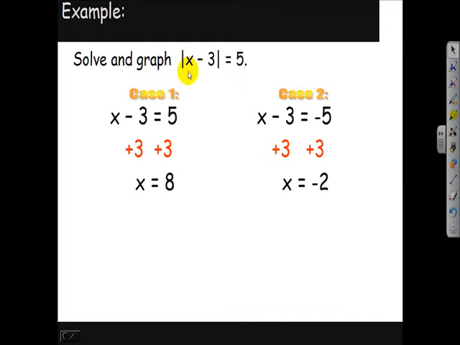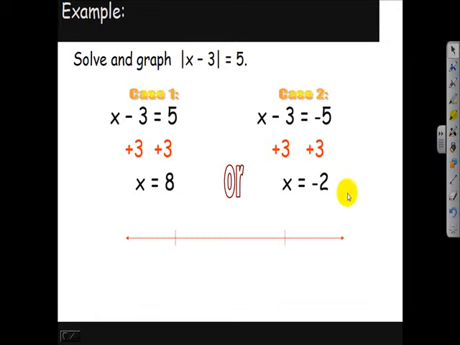We can check these. 8 minus 3 is 5, absolute value is 5, so this solution checks. Negative 2 minus 3 is negative 5. Absolute value of negative 5 is also 5, so this solution checks. So we have two solutions. We have 8 or we have negative 2.